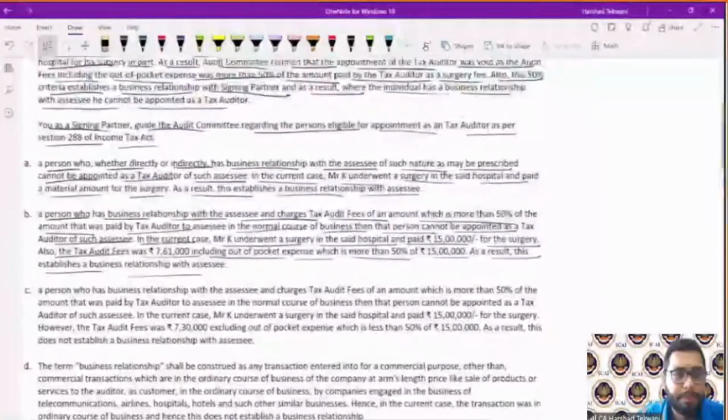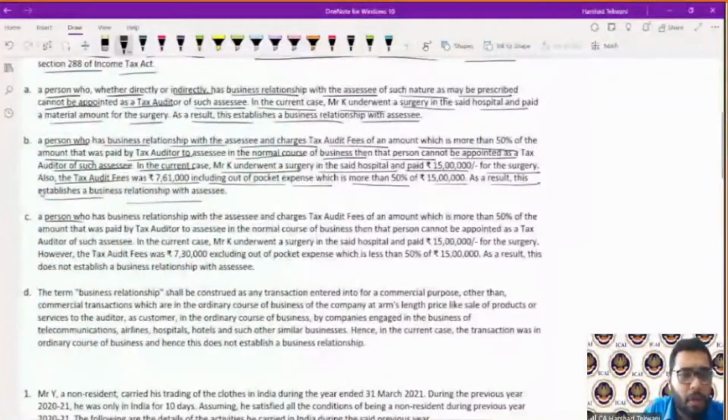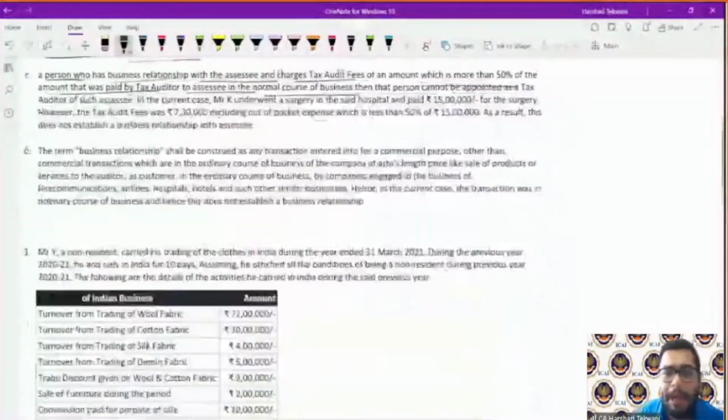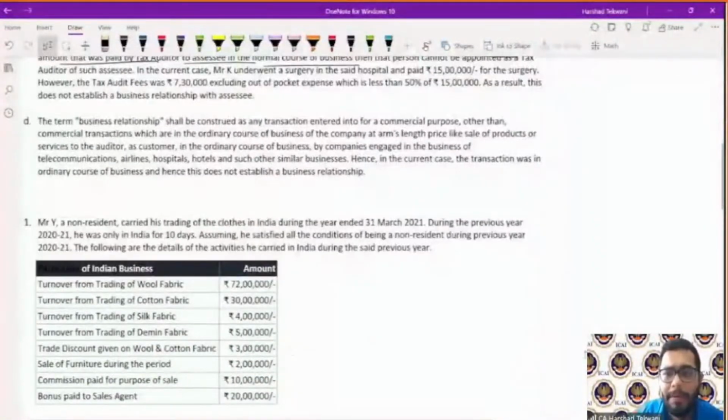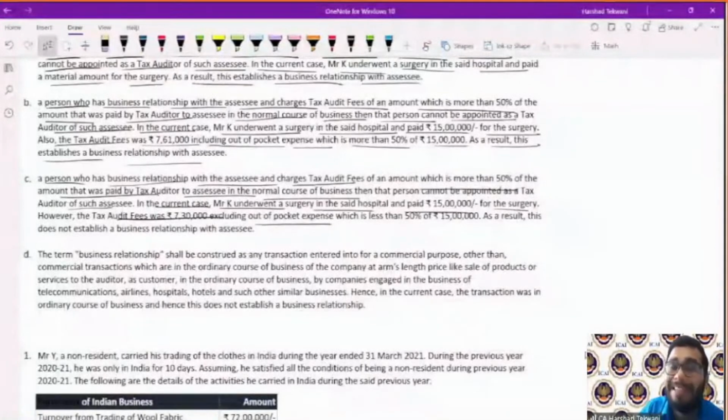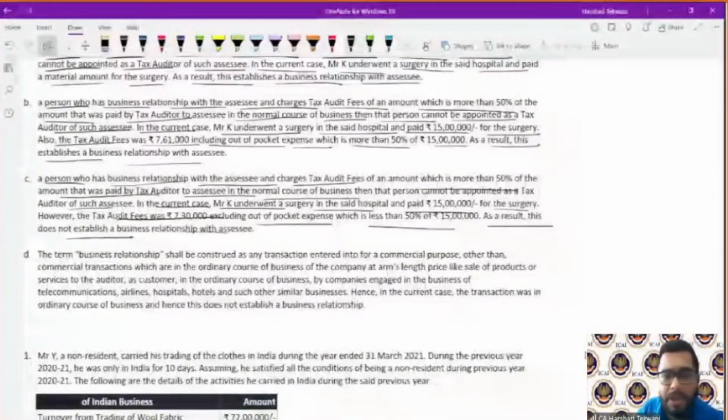Third option, a person who has a business relationship with assessee and charges tax audit fee of an amount more than 50% of the amount that was paid by tax auditor to assessee in the normal course of business, then that person cannot be appointed as a tax auditor of assessee. In the current case, Mr. K underwent a surgery, paid 15 lakh for the surgery, audit fee 7,30,000 excluding out of pocket, which is less than 50%. As a result, this does not establish a business relationship.